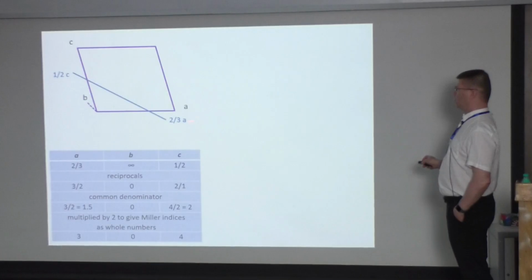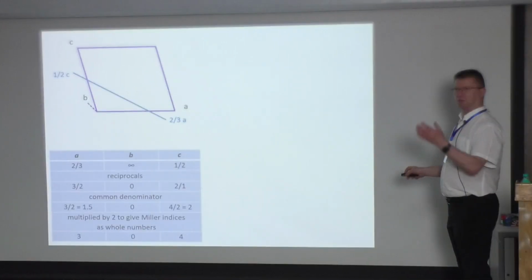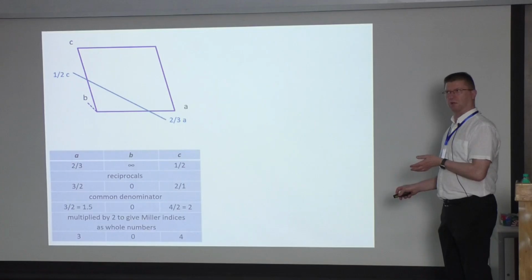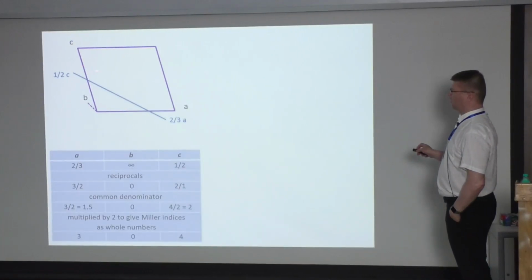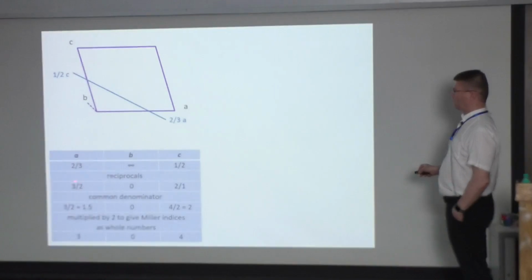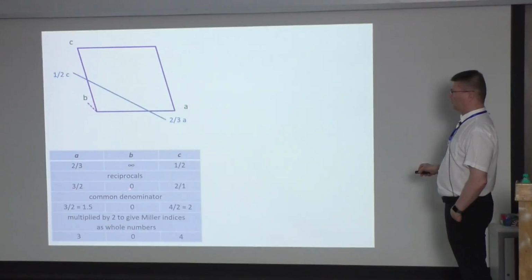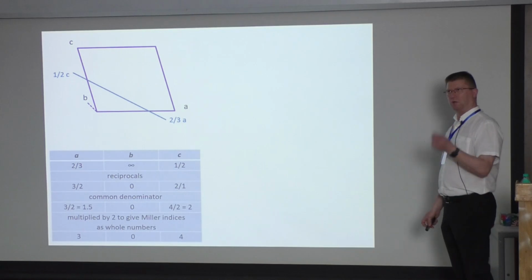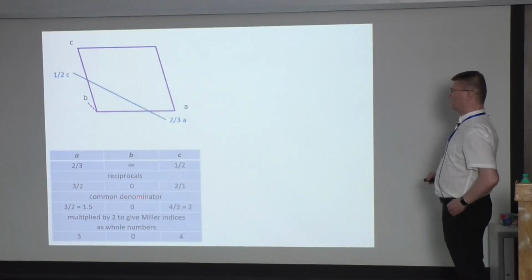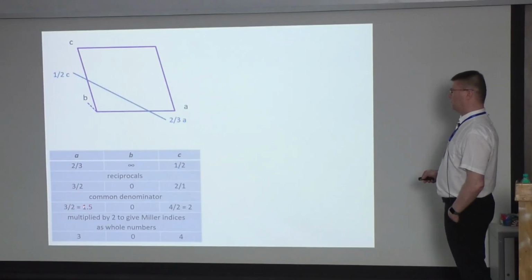Now A is 2/3, B is infinity because the plane goes along it, so it doesn't cut anything. And then C is 1/2. Now we take the reciprocals of these, so this one turns into 3/2, this becomes 0, and this becomes 2. Now you say they are still fractional numbers, and they have to be integers, so we take the common denominator, which is 1/2, and multiply all of these by 2. By multiplying, we get 3, 0, 4. So the name of this plane is 304.